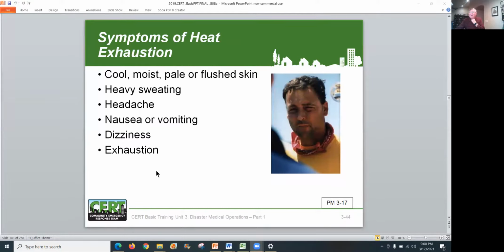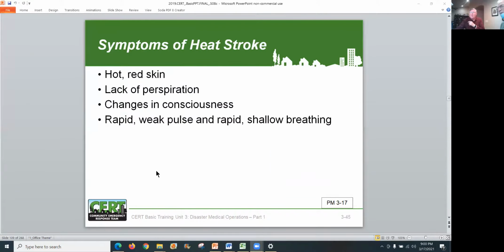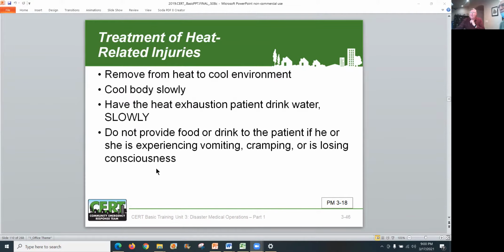Anyway, here we go. Symptoms of heat exhaustion: cool, moist, pale or flushed skin, heavy sweating, headache, nausea, vomiting, dizziness, and exhaustion. Just go through that list in your mind, or open up your manual when you see somebody who looks like they're exhibiting one of these heat-related things. Hot, red skin, lack of perspiration, changes in consciousness, rapid weak pulse, and rapid shallow breathing. Those are heat stroke. I'm going over this a little faster. Be sure to review these books, because we're going to show you more of them come September and how to handle them a little better.